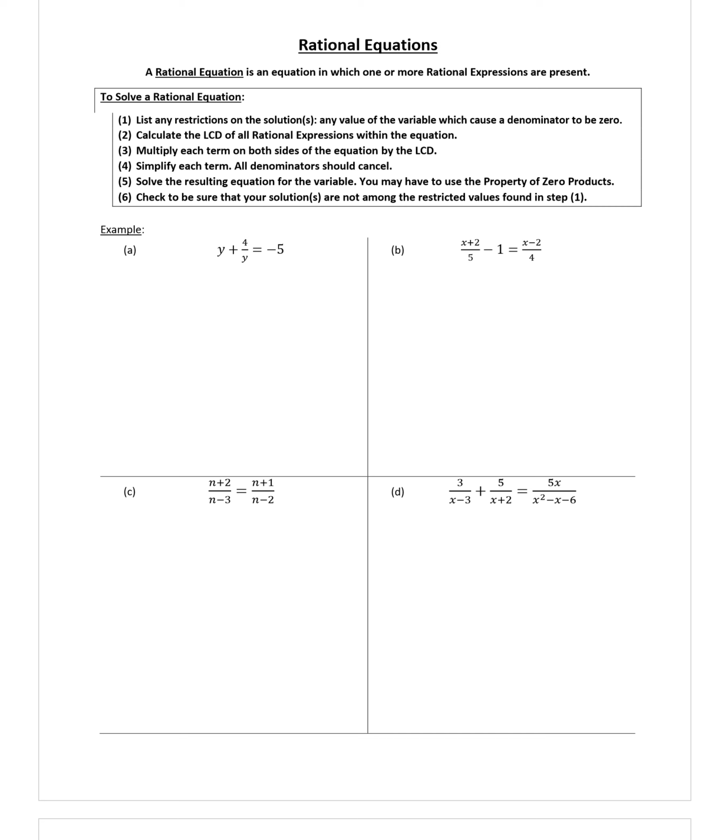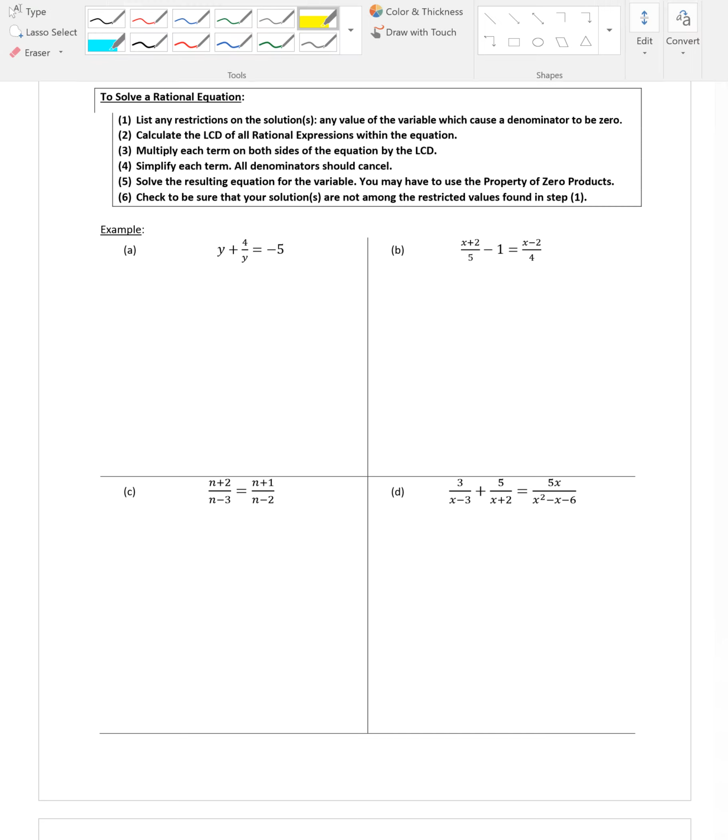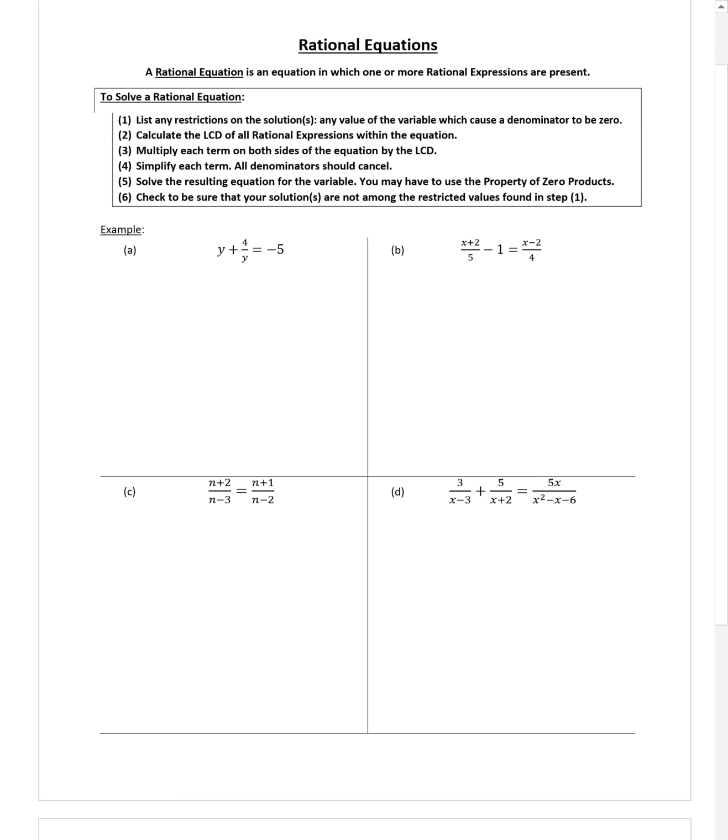Hello again. Just a couple more sections left in this chapter, not too many. But this one's actually, I always think it's kind of fun.